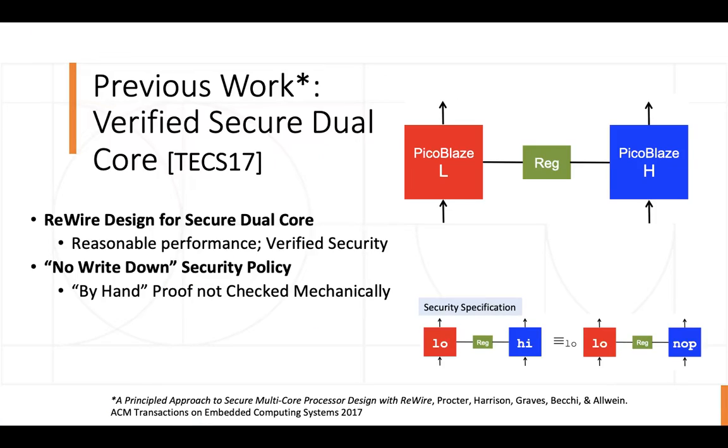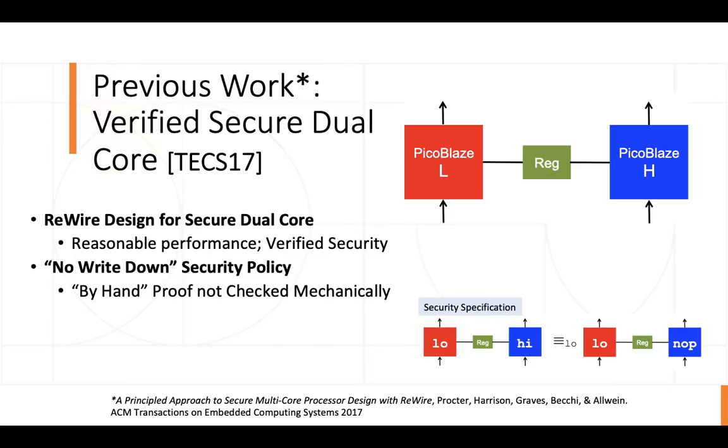In previous work in Rewire, we described a secure dual-core system where we took PicoBlaze processors, represented or implemented in Rewire, and hooked them together to create a dual core with a shared register. Not to go into the details, but we enforced a no-write-down policy so that the high PicoBlaze, the blue H1, could not write down to the low PicoBlaze, and the low PicoBlaze could only write up.